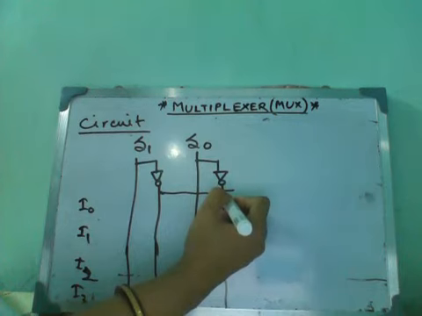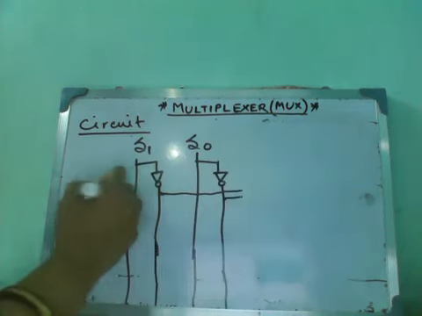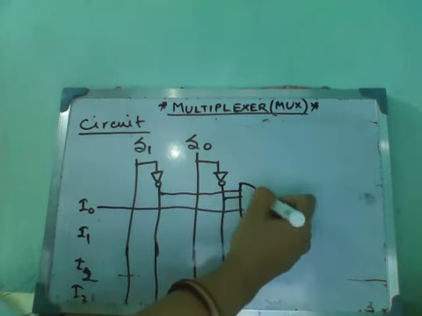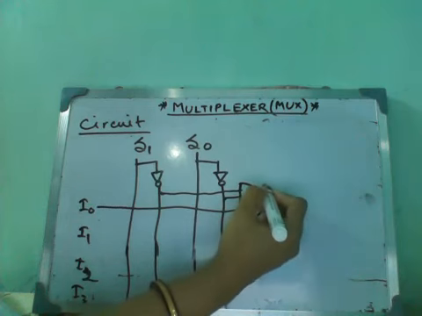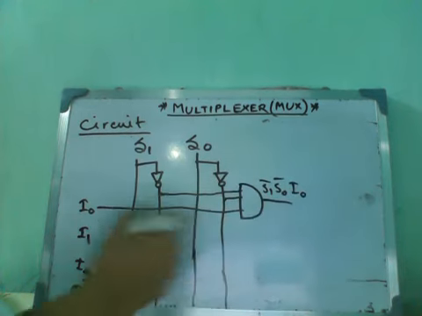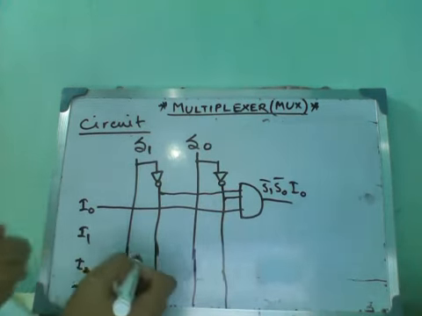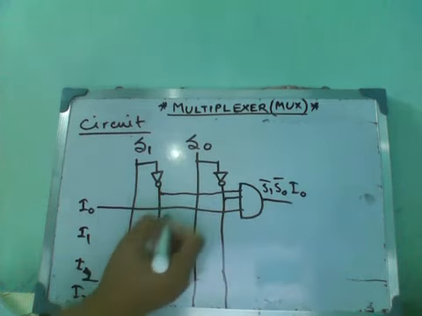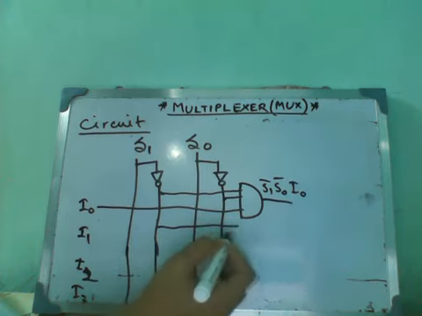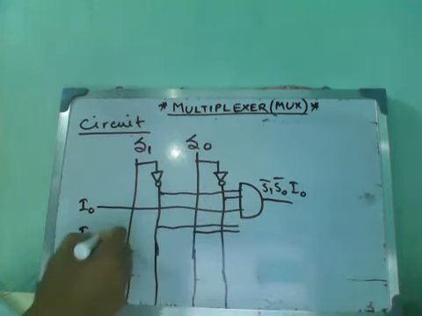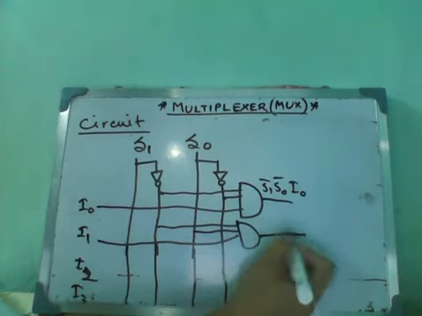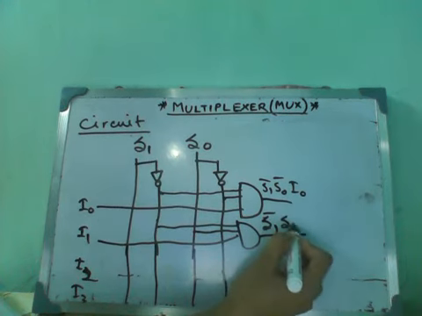So first, when both S1 and S0 are 0, we take S1 bar, S0 bar, then we get the data I0. By AND gate we get the function S1 bar, S0 bar, I0. Next we take S1 bar and S0, then we get I1: S1 bar, S0, I1.